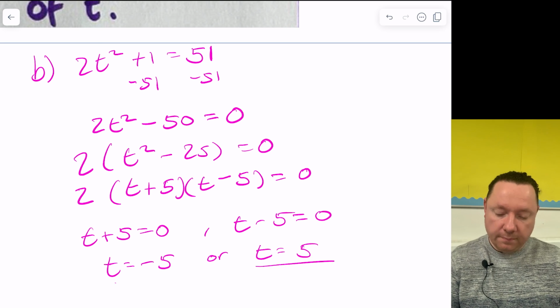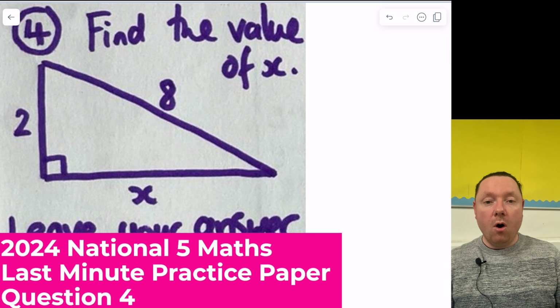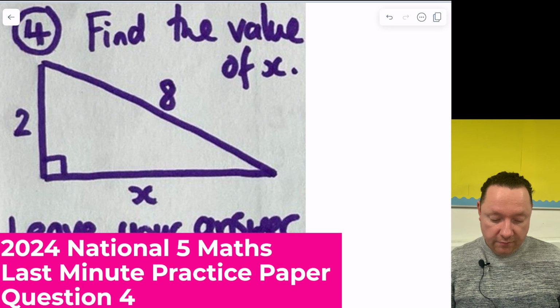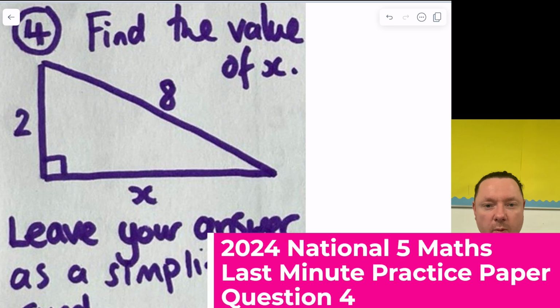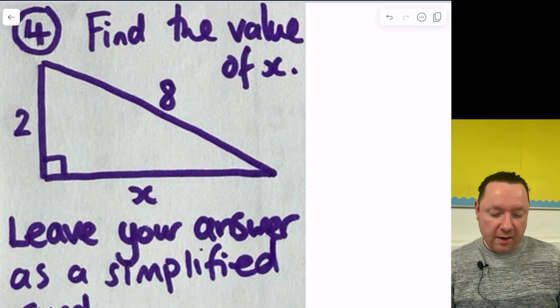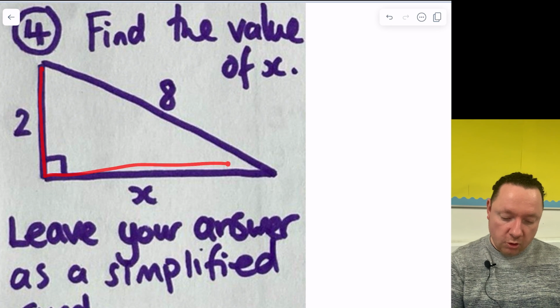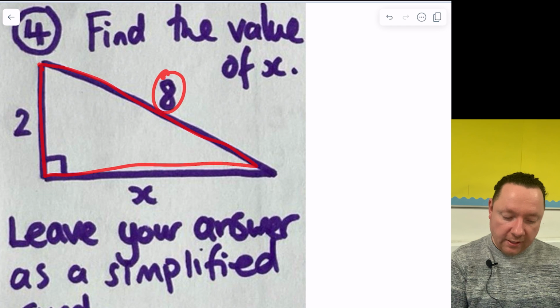And we're done there. Question 4 for the mock 2024 National 5 paper, find the value of x. Leave your answer as a simplified surd. So it's going to be a surd question with a minor amount of Pythagoras. Is it Pythagoras, has it got a right angle triangle? I've got two sides and I'm finding the third side.